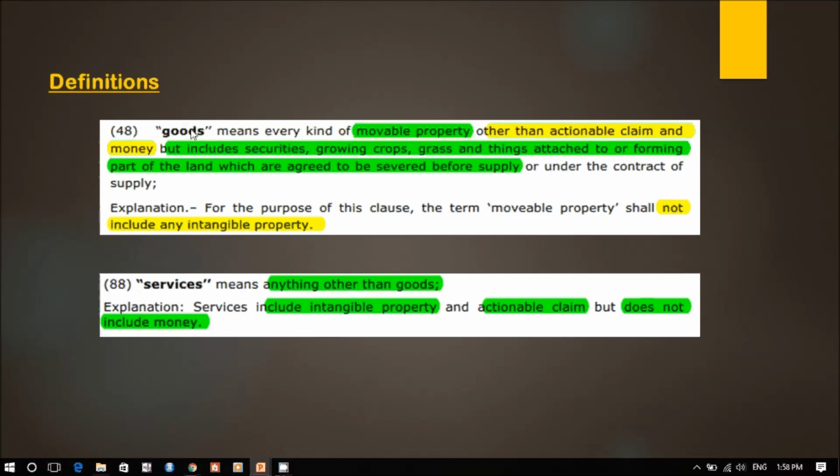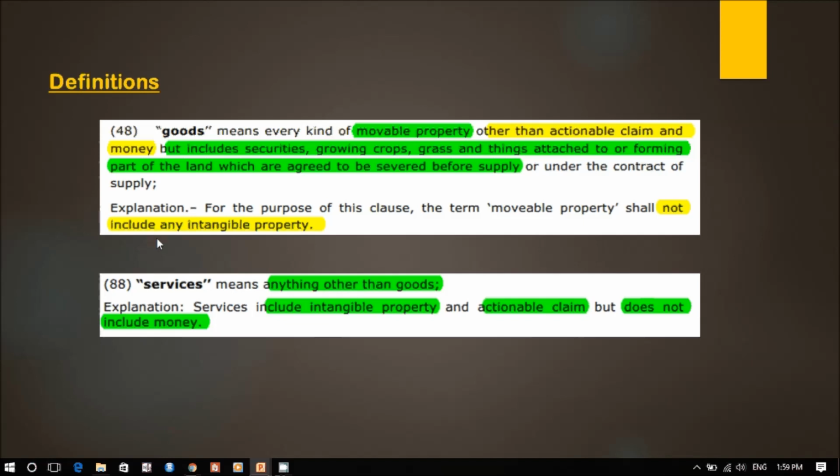Goods. The definition is under section 2. The definition says goods means every kind of movable property. First of all, it should be movable property other than actionable claim and money. Actionable claim and money are not covered under the goods, but it includes securities, growing crops, grass and things attached to or forming part of the land which are agreed to be severed before supply.